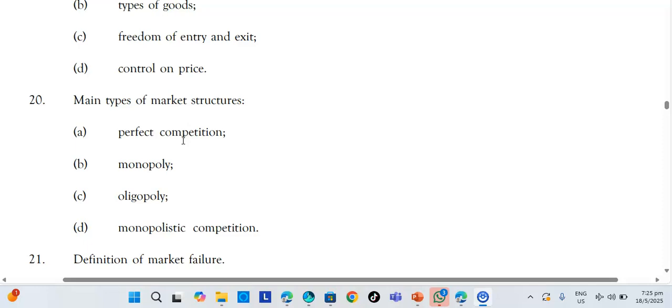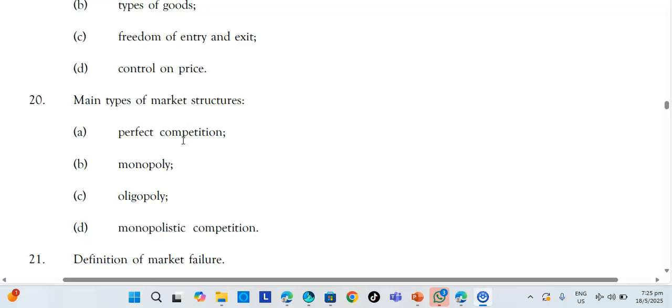Firms are price takers. Free entry and exit. You can enter the market, you can exit whenever you're ready. And another feature of a perfect competition market structure is that there is perfect information. Everyone knows prices and products. Example, a local vegetable market, agricultural goods like wheat, corn, or tomatoes.